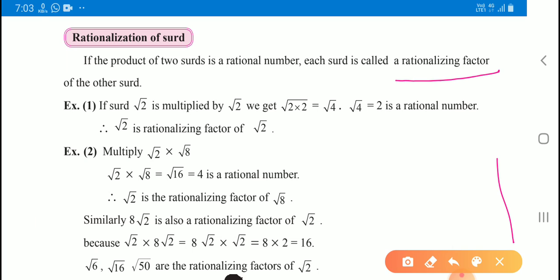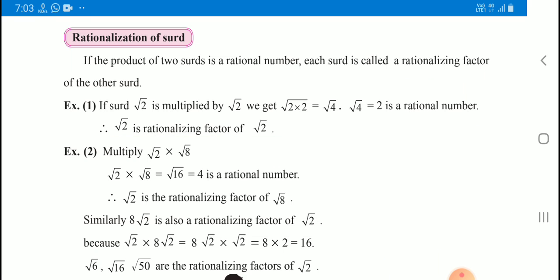What is meant by this? We'll see. If surd root 2 is multiplied by root 2, what will you get? Root 2 into root 2 means just 2. In the above example we had seen root 4. What is the square root of 4? It is 2. Here 2 is a rational number. Therefore root 2 is the rationalizing factor of root 2. Means by which factor we will get the rational number, that factor is known as the rationalizing factor of that particular number.